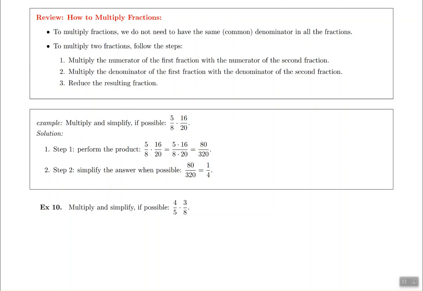So now that we've reviewed how to find the LCD and how to form equivalent fractions, let's take a look at how to multiply fractions. Now in these problems, we will multiply and simplify, meaning we're going to multiply the fractions and then reduce the fractions that we get at the end to lowest terms to have it in simple form.